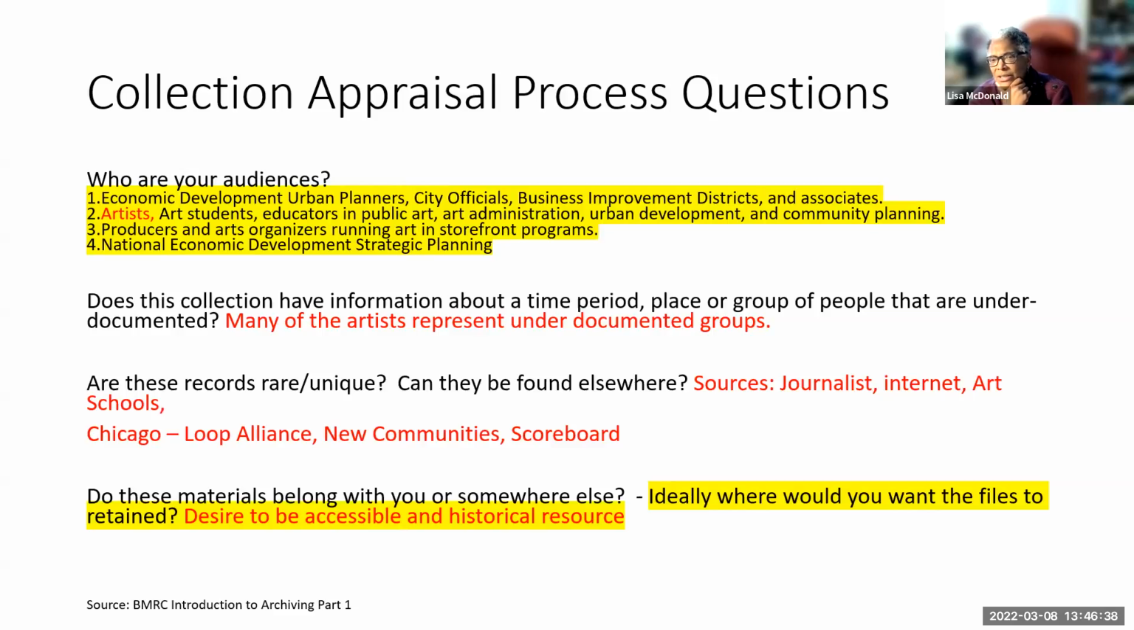One of the things in the collection appraisal process, and if I'm off, jump in, and if there are more nuances that I've missed, this is a good time to add them, is: does this collection have information about a time period, place, or group of people that are undocumented? This was for all three of you, for all of your archives. What you came up with was that many of the artists represent underdocumented groups. Is there anything else you want to add to that question? Because you thought that in some cases they were documented, in some cases they weren't.